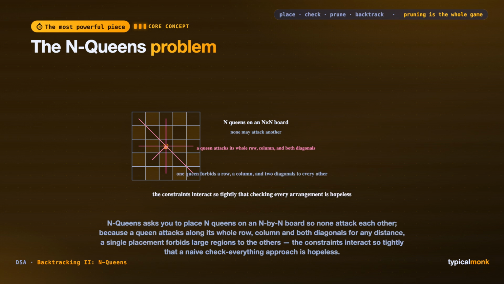So the takeaway: N Queens asks you to place n queens on an n by n board so none attack each other. And because a queen attacks along its whole row, column, and both diagonals, every placement forbids large regions to the others. The constraints interact so tightly that a naive check-everything approach is hopeless.